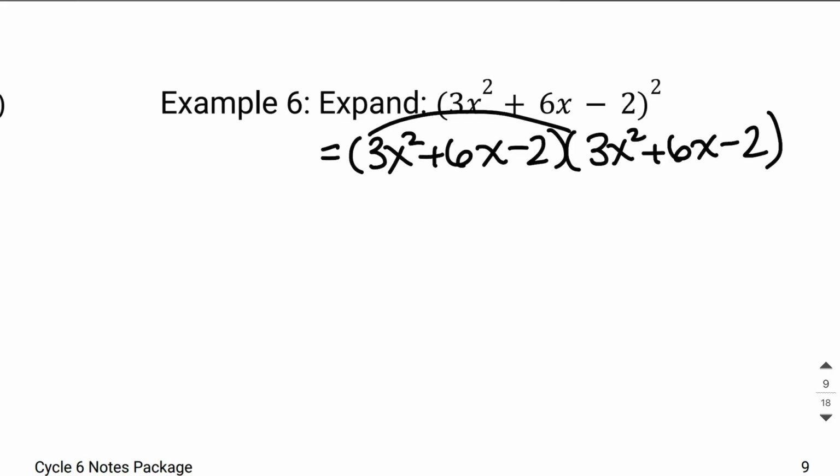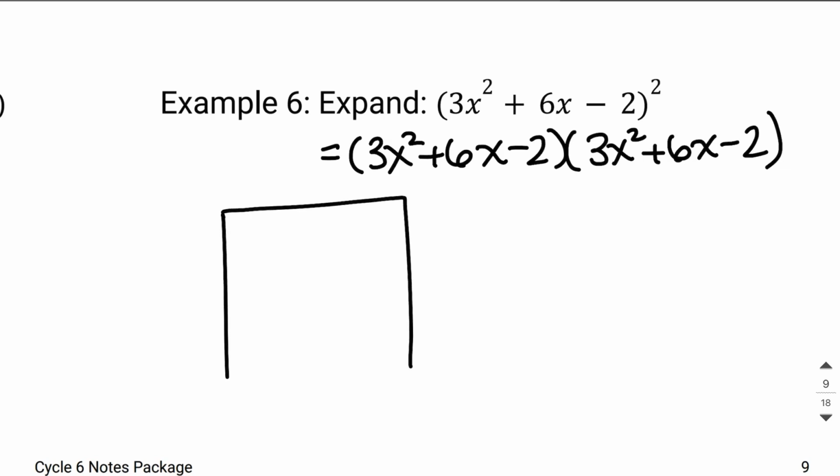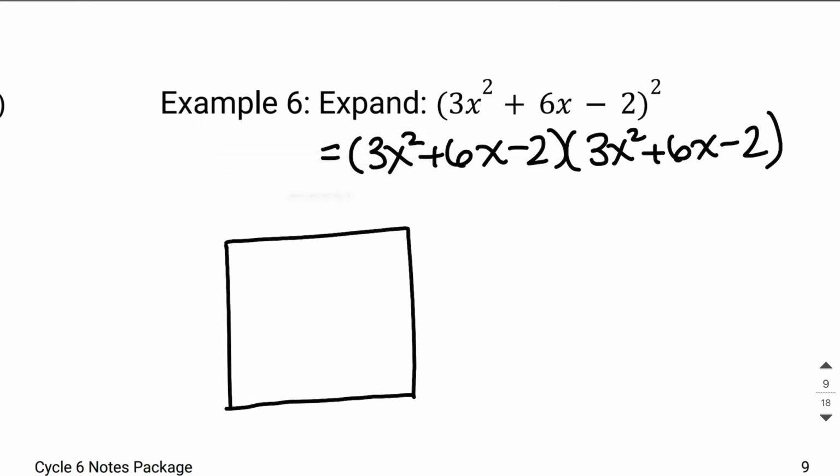When I have so many terms like this, I actually prefer to use the area model. And again, you can use whatever method you like. You're given lots of options. I like the area model because when there's a lot of terms like this, it's really easy to get lost in all of these terms. And this helps me to make sure that I don't get lost.